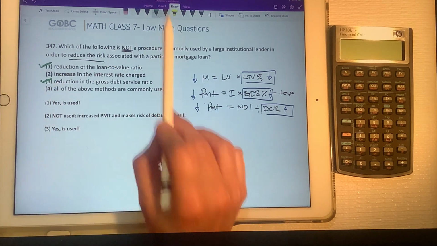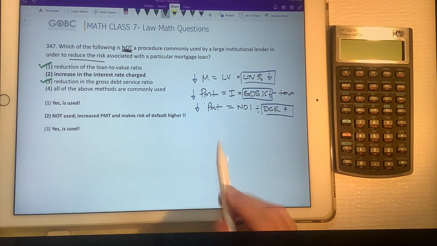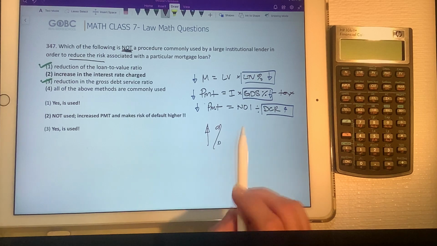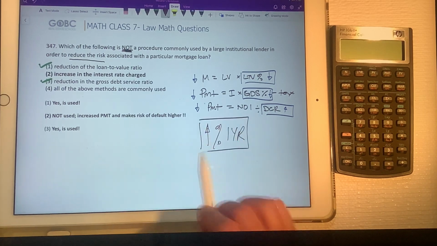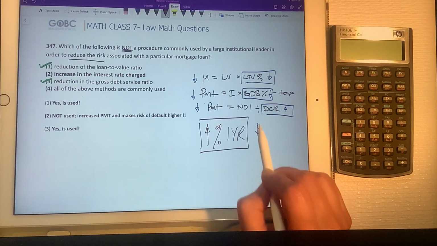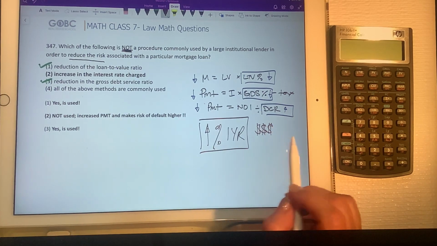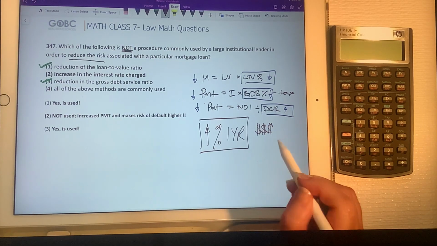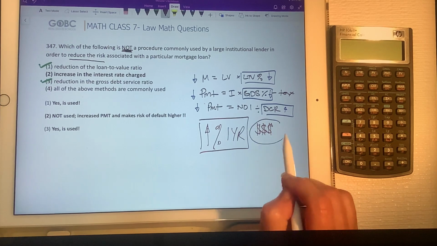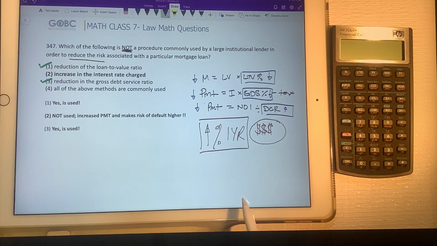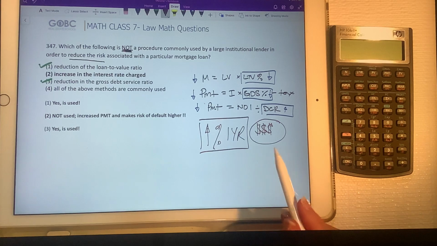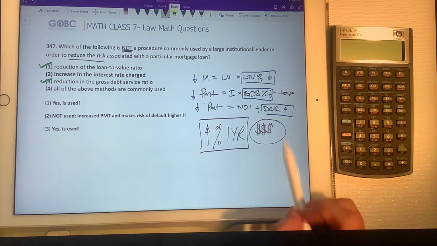But you notice in number 2, it says increase the interest rate charged. So if we increase the interest rate, if we increase that IYR, then that means that the borrower is going to pay more interest dollars, and they're going to be taking longer to pay that mortgage debt back. And so it would affect the amount that the borrower has to pay back for the interest, right? And it might even affect the payment amount depending on how much, right? It might be significant to the payment amount depending on how much interest rate is going to be charged.